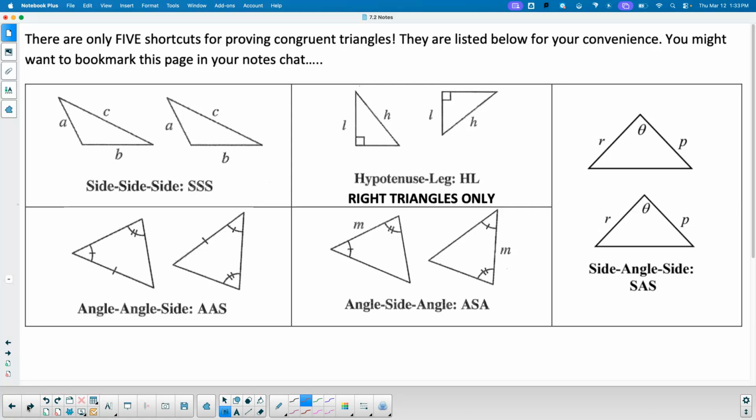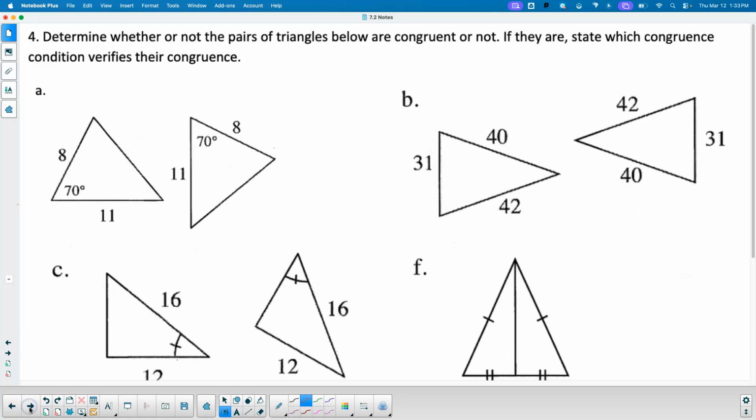You want to maybe even crease the corner of your page up there, because you're going to come back to this chart a lot. This is going to be your go-to. These are the 5 ways that you can prove 2 triangles are congruent. If it's not on this list, you can't prove triangles are congruent. So make a little mark there, highlight it if you will. Whatever you need to do, you got to get that memorized. So let's put it to work.